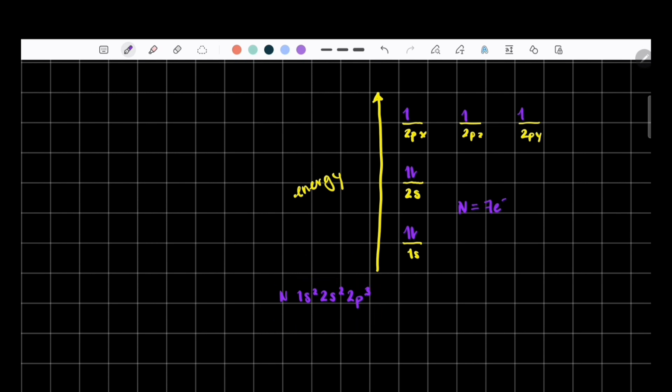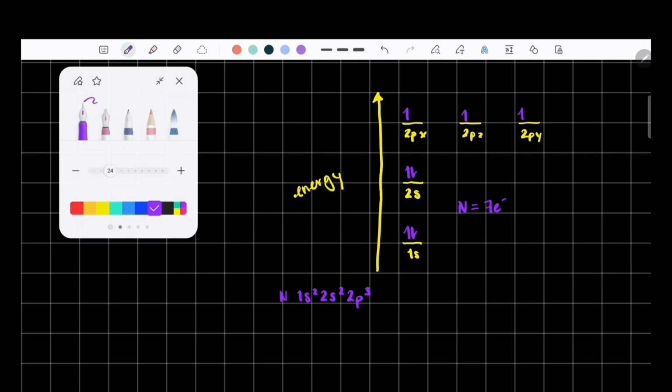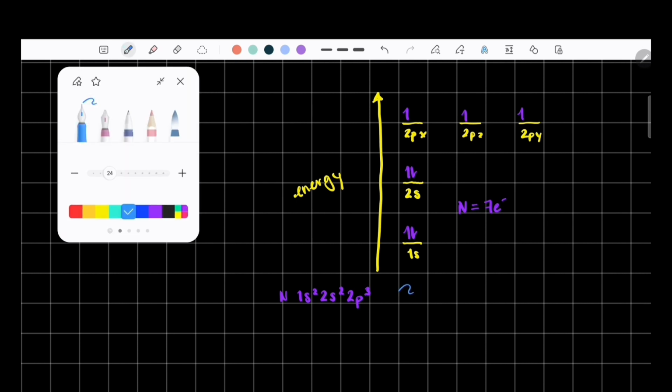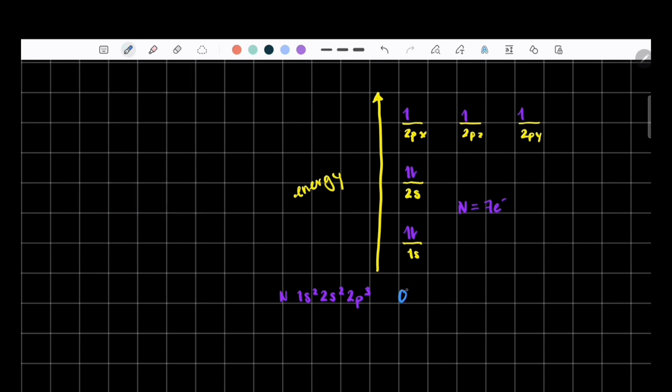And if you remember, we can go back. If you remember for oxygen, it had the 1s2, the 2s2, and then we had 4 electrons up here because we had that extra electron in our x orbital. So that's going to make 2p4.